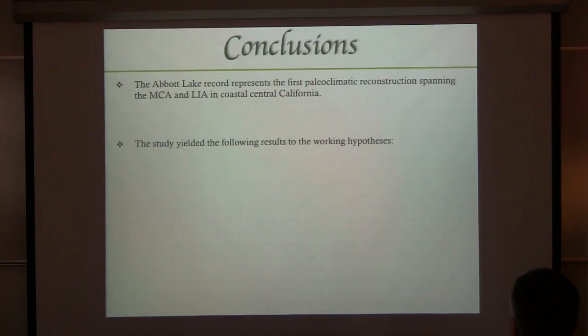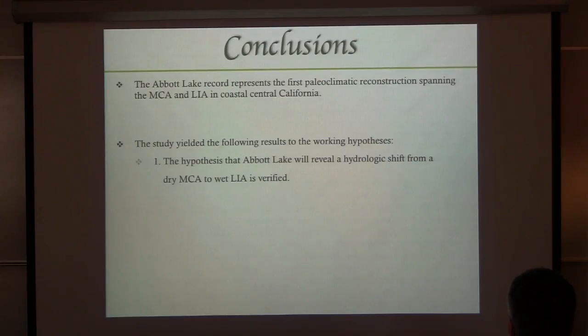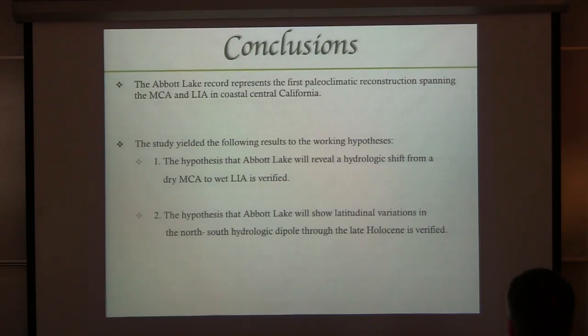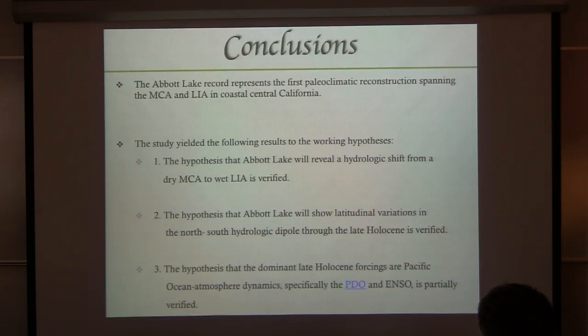If you look at our hypotheses, we really have three main findings. The first is that we see a dry MCA and a wet Little Ice Age, just as we expected. The second is that we see latitudinal variations in the dipole, and it wasn't stationary. Interestingly, it's further south than we expected for a majority of the record. The third was partially verified. We thought PDO and ENSO were driving our system. PDO definitely is, ENSO not so much. There could be other forcings at work, but that's beyond the scope of this project.